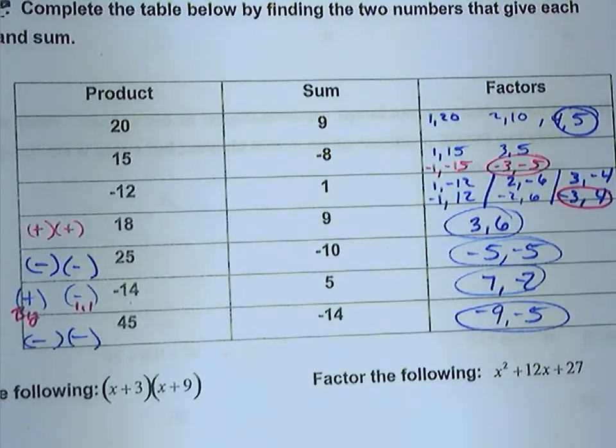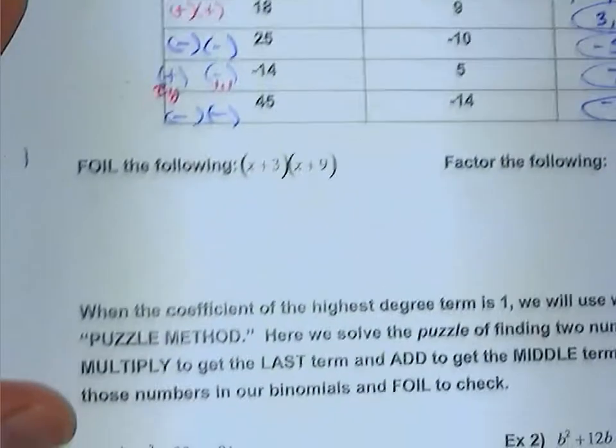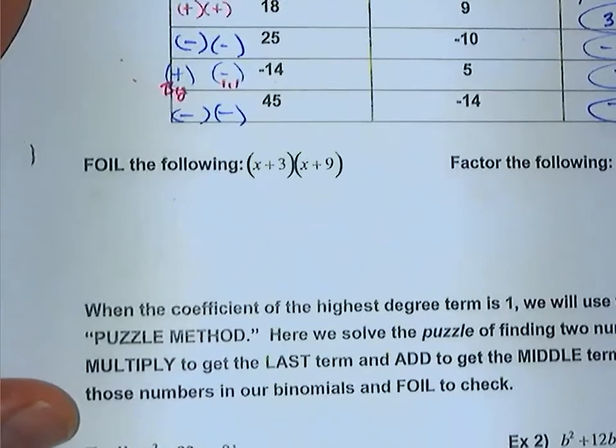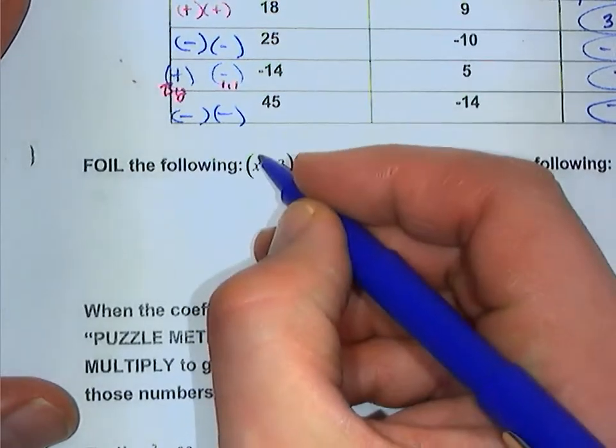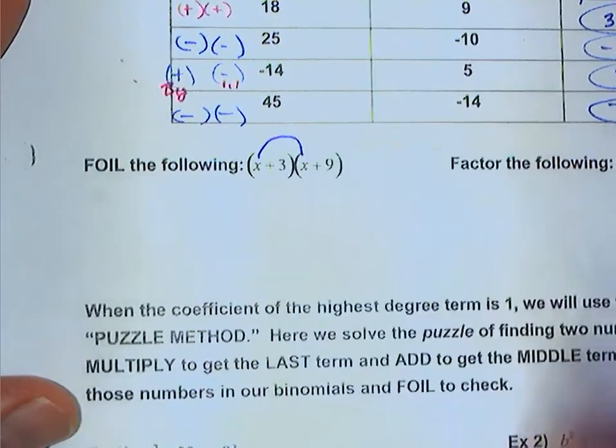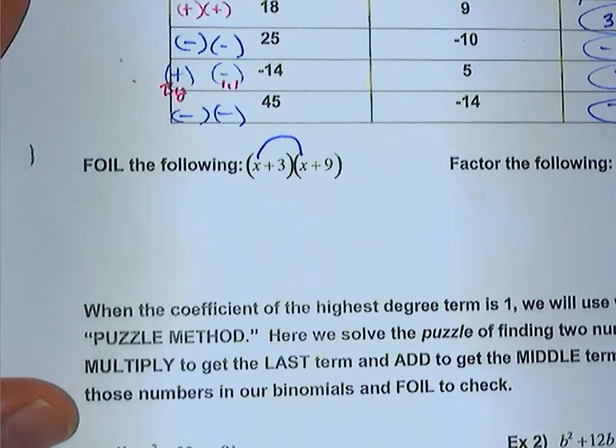Okay. I'm telling you guys, this is a skill that you're going to use over and over. The faster you learn this, the better off you're going to be for your upcoming math classes. All right. So first things first, FOIL. We're going to FOIL these guys. Firsts, outers, inners, lasts. Okay. Here we go. What's x times x?